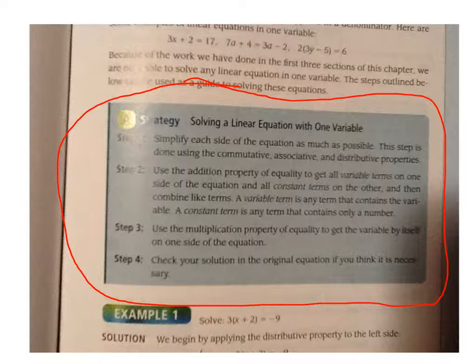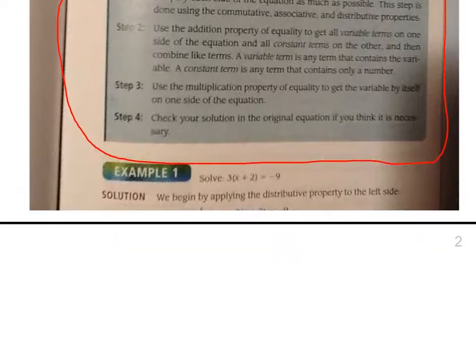Step two, you want to use the addition property of equality to get all your like terms together. Basically, you want your x's on one side of the equation, or whatever the letter is, and your numbers on the other side. We'll look at that too. Step three, we're going to use the multiplication property of equality to get the variable by itself. And step four, like always, our last step is to check. So let's see what all this really means. Let's look at a problem right here.